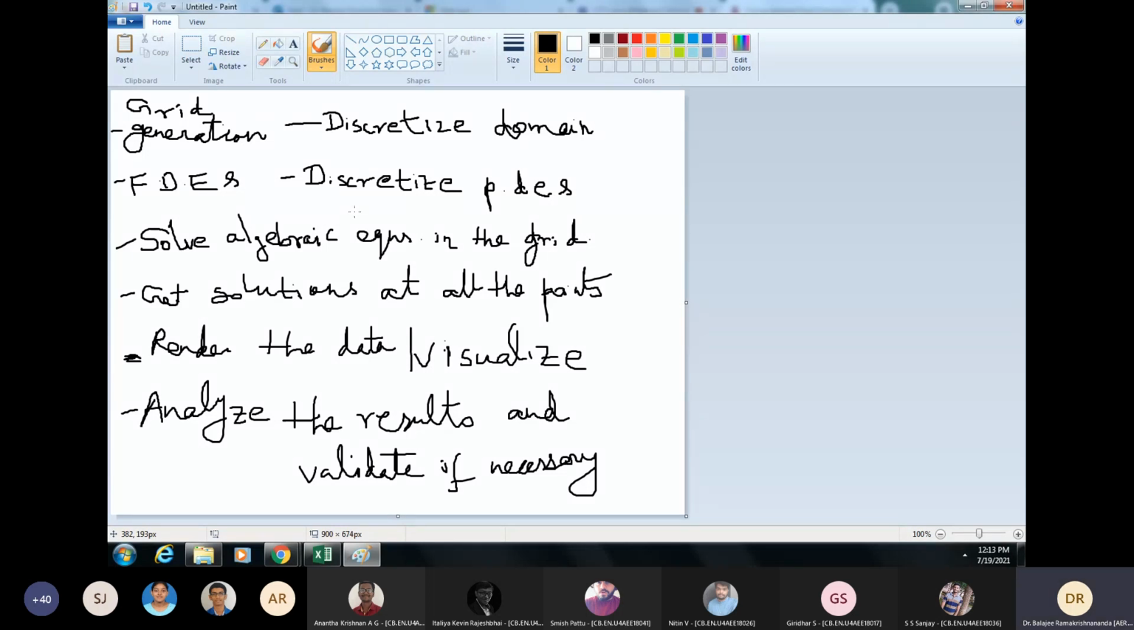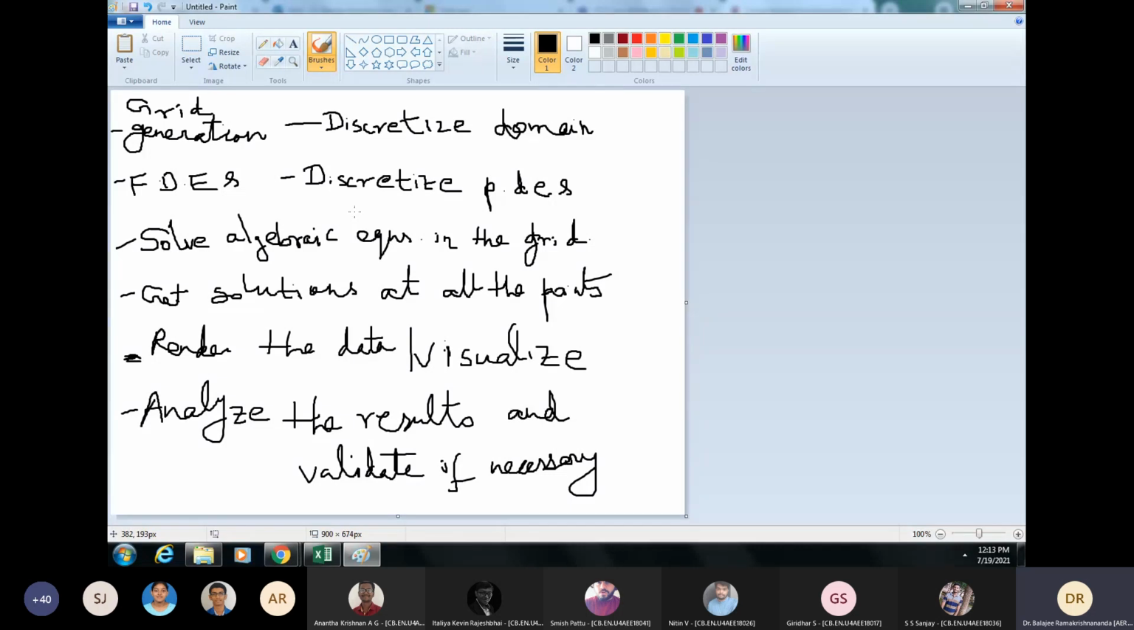So we want the values of these variables in 2D at every x comma y, in 3D at every point x comma y comma z in a volume. We want the distribution of pressure, distribution of temperature, distribution of density. Suppose we say pressure distribution. Then we say what is the pressure at all these points in the domain.